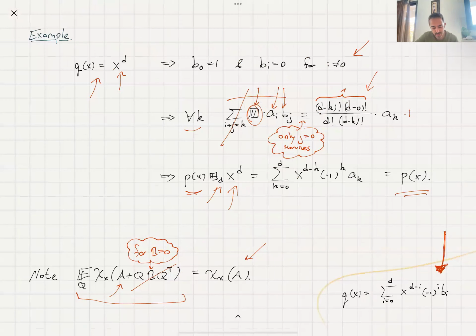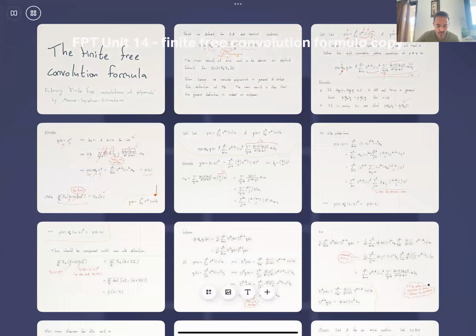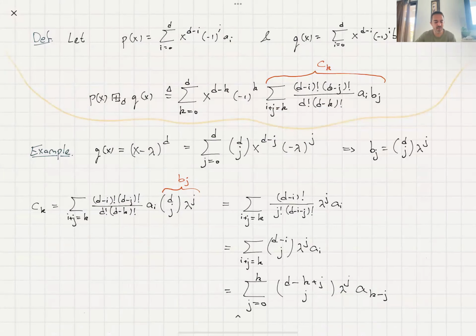Good. You can do another example. I think I'll skip it because it's very technical to follow, but let's at least start. You can say, let's not consider x to the D, but x minus lambda to the D. Right, x to the D in a sense is the constant zero measure, so it shouldn't change anything when you add it to something else. And this is the constant measure on lambda. So you might expect the measure to shift by lambda, and that's exactly what's going to happen. It is a bit instructive to see it in the calculations, but it's expected.